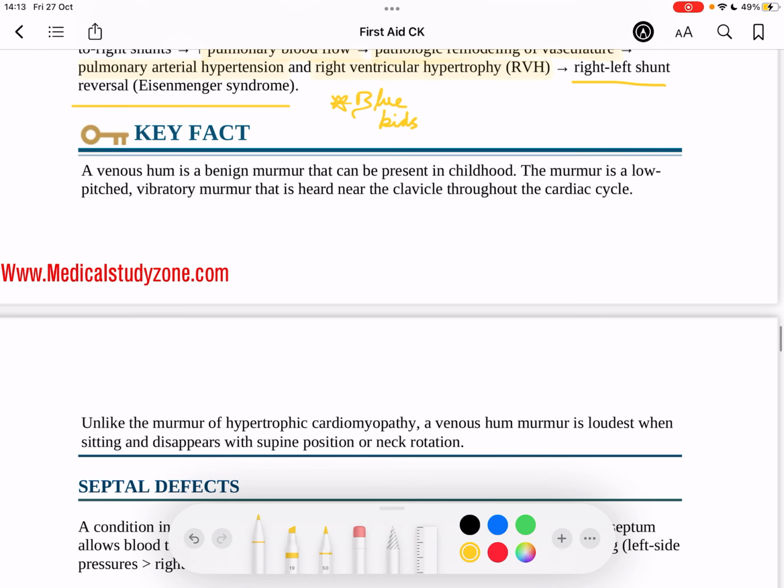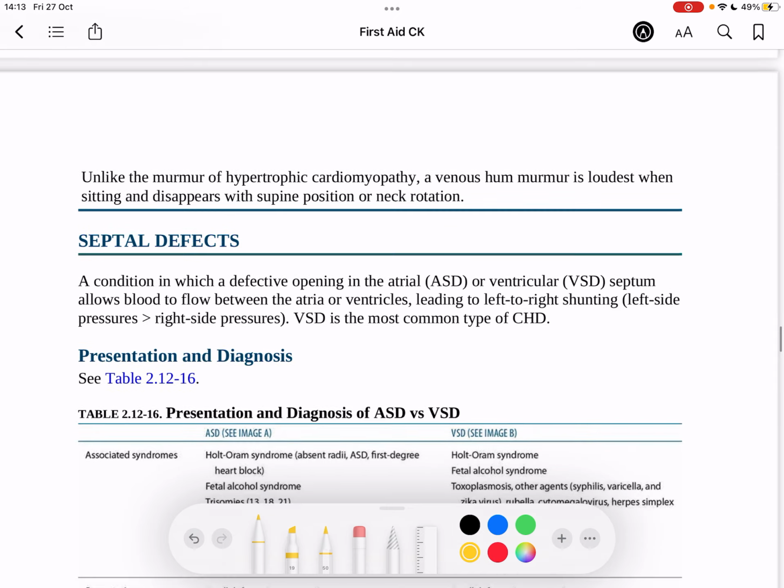Just a quick key fact, a venous hum is a benign murmur that can present in childhood. The murmur is a low-pitched vibratory murmur that is heard near the clavicle throughout the cardiac cycle. And this is unlike the murmur of hypertrophic cardiomyopathy. A venous hum is loudest when sitting and disappears with the supine position or neck rotation. And I've discussed this in detail in the cardiovascular module.